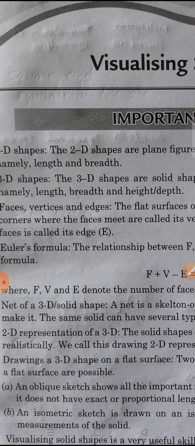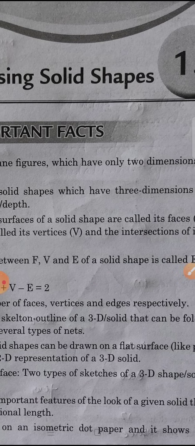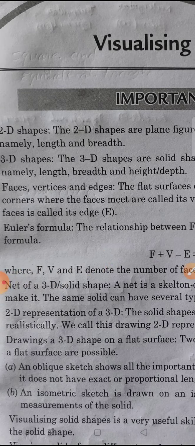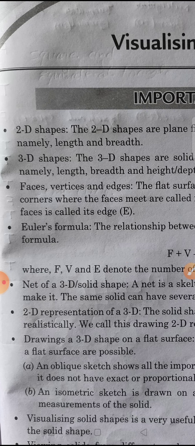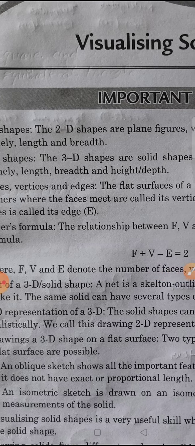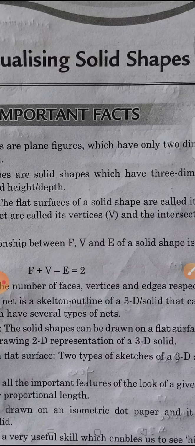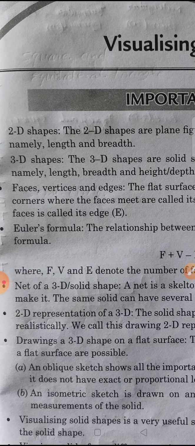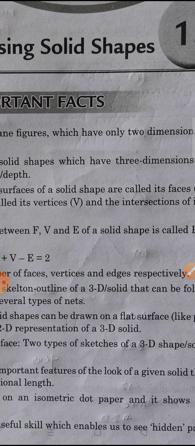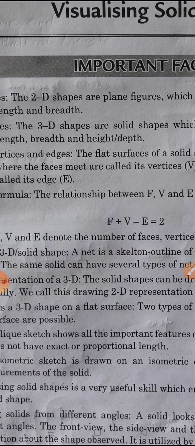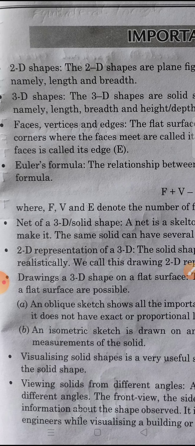2D representation of a 3D solid. The solid shape can be drawn on a flat surface like paper. We call this drawing a 2D representation of a 3D solid. So we can draw 3D shapes on paper. Paper means 2D sheets, so we can draw any 3D shape. When drawing a 3D shape on a flat surface, two types of sketches of a solid on a flat surface are possible.